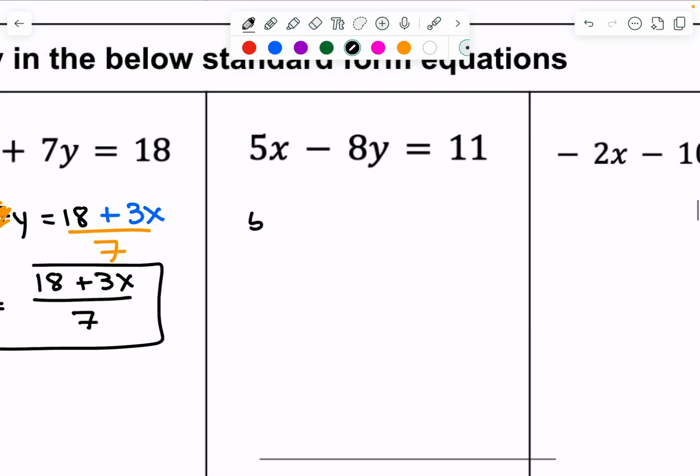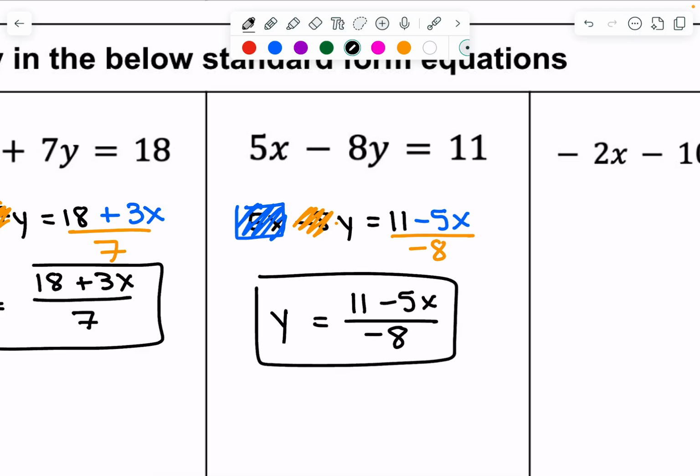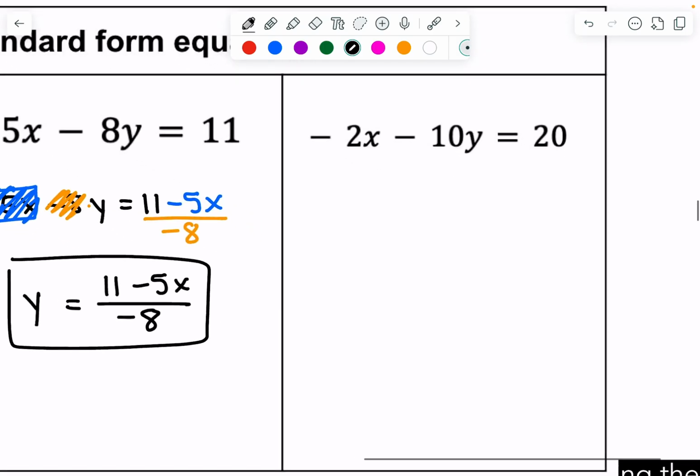Let's try one more. I'm going to write it down here because I need a little bit more space. So right here, I want to get rid of my x first. So the opposite of positive 5x is negative 5x. Delete this. Now the number in front of my y, I want to divide, negative 8. Delete that. So I have y equals 11 minus 5x all over negative 8. That's what I would put in Desmos.